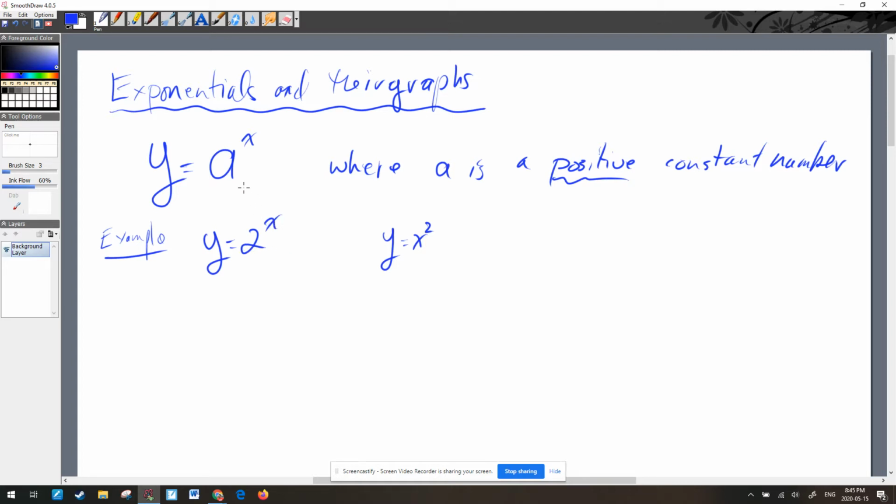So this right here, that is an exponential. This one, if you recall, hopefully you remember what that one's called. Because we spent a lot of time on it, that's a quadratic, or a second degree function.